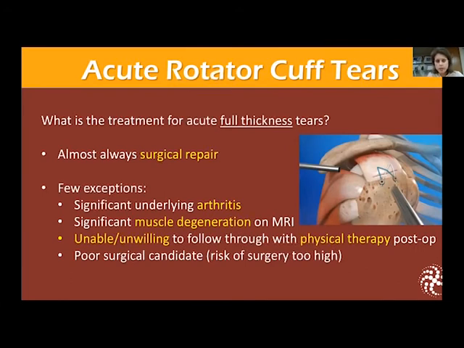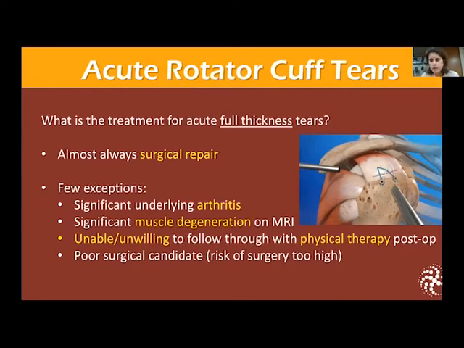And treatment, if I get an MRI and you have an acute full thickness rotator cuff tear, meaning that the whole tendon's off, then almost always the indication is to fix it surgically. There are some exceptions. For example, if there's significant underlying arthritis in the shoulder joint, in the glenohumeral joint, we might have a discussion about different treatment options for that.